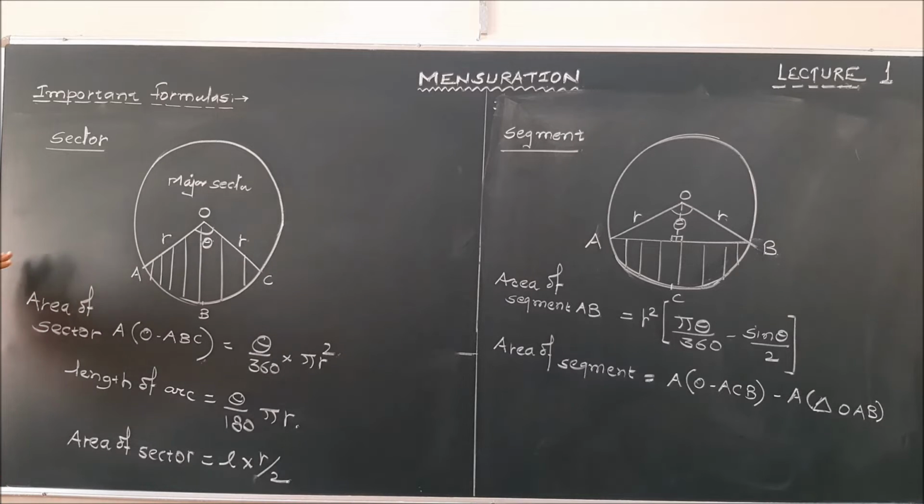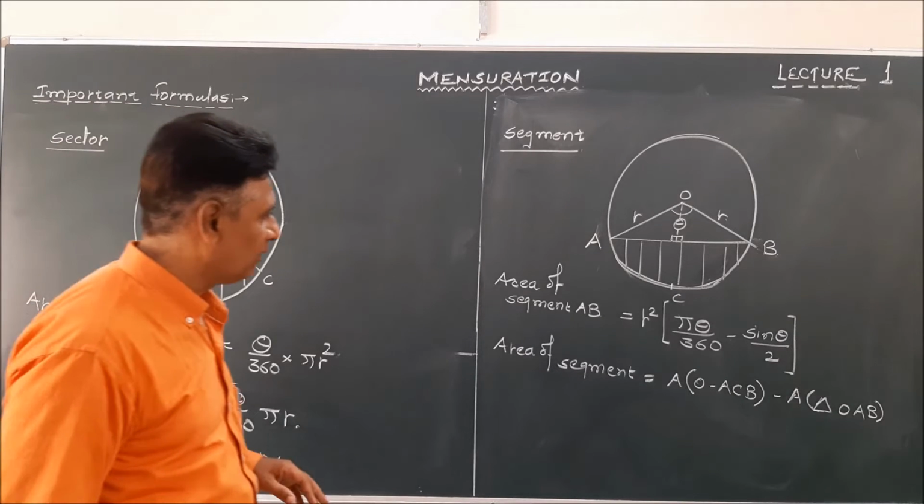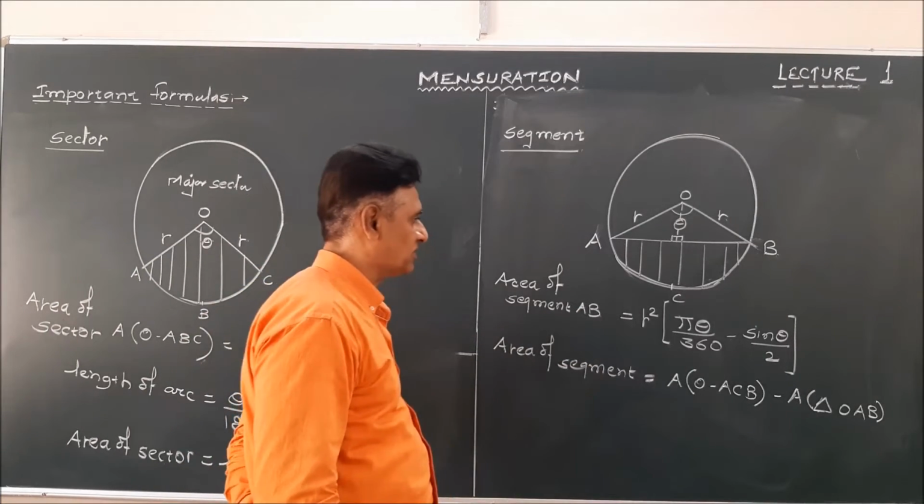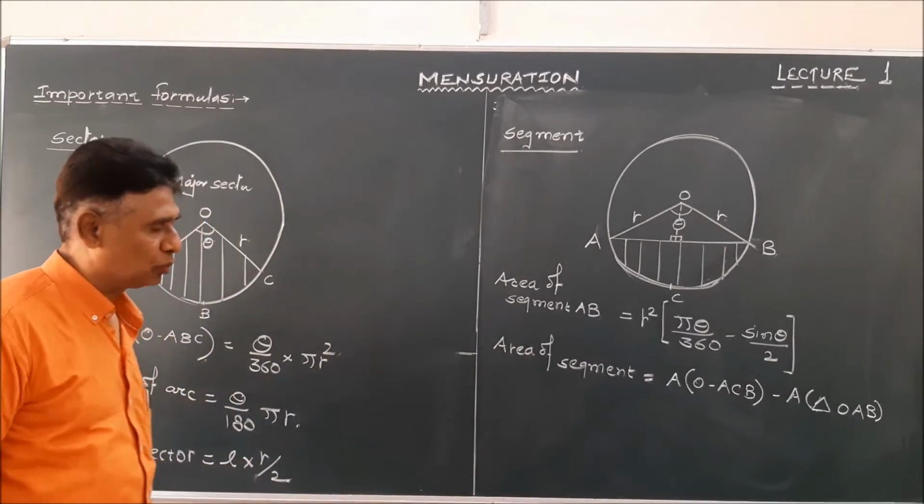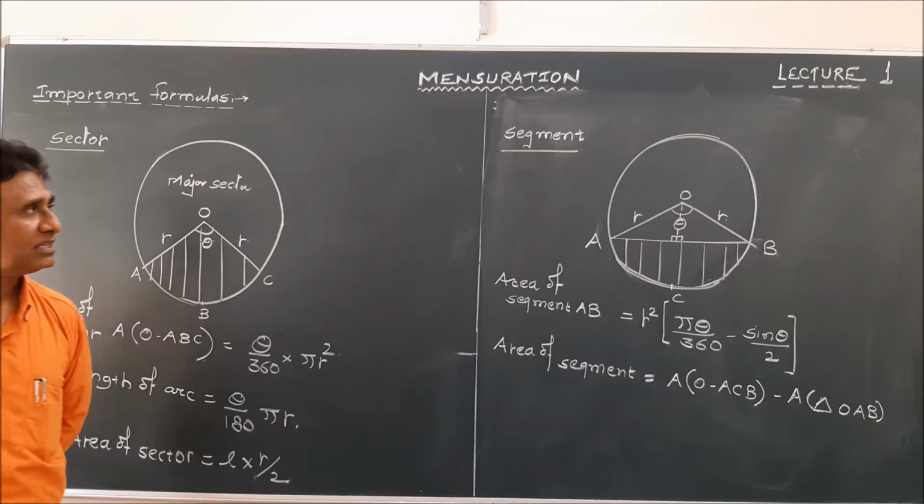That area of sector is theta upon 360 pi r square. Length of arc is theta upon 180 into pi r. Area of a sector, one more formula, length into r upon 2. Area of segment AB is r square pi theta upon 360 minus sin theta upon 2. These all formulas, see carefully.